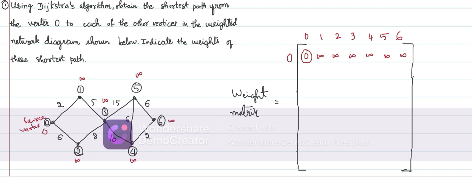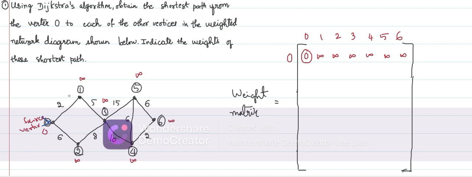Now let me consider the second iteration. Now we have to fix this 0 here. Let us block this 0, which corresponds to vertex 0. Now look at the vertices which are adjacent to 0. We have 1 as well as 2. The permanent weight of the vertex 0 is 0.